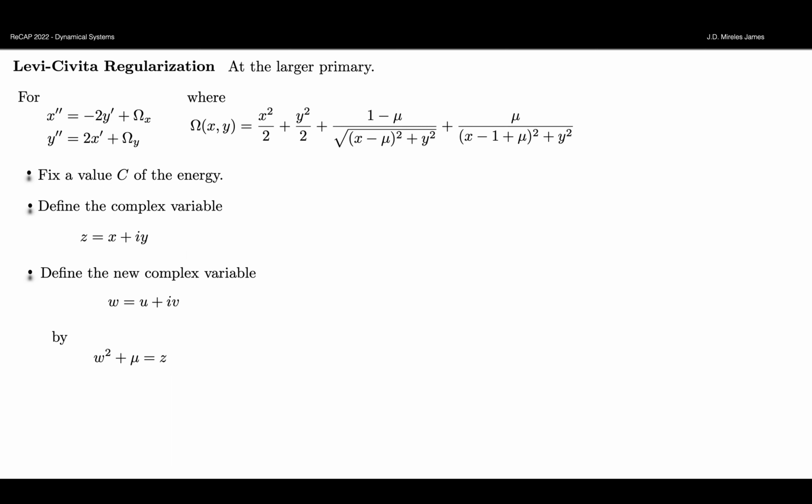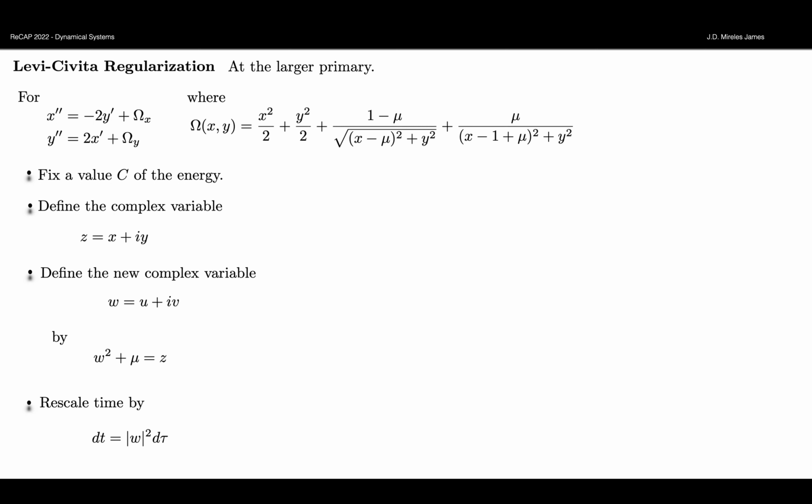So what you can see is that if w is equal to 0, then you're at the collision with the large primary. You have x equal to mu and y equal to 0, because y is the imaginary part and mu is real. So that's a new coordinate. You also need to rescale time according to this rule. You can then work out your new velocities in terms of your old velocities with this transformation.